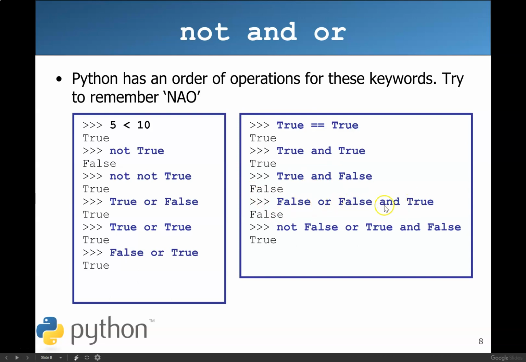False or false and true. Well, by NAO, we don't have any nots, but we have an and. So false and true is going to be false. False or false is going to be false. Then we've got not, or, and. Let's do the not first. Not false is true. Okay, and then we have to do the and. So we've got a true over here. Then we've got true and false is false. So we've got a true or false at the very end. And true or false is true.